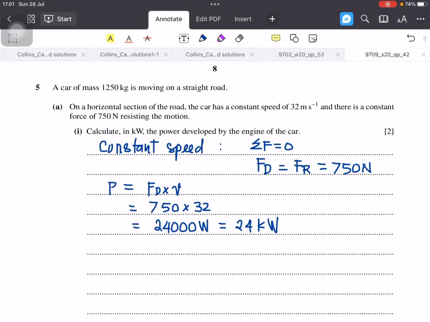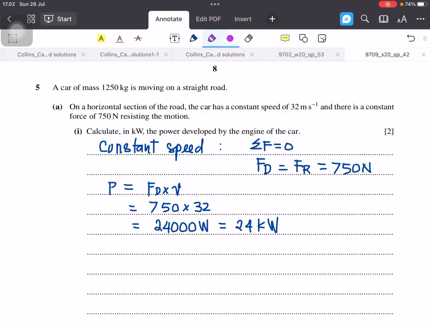Now we continue to question number 5. A car of mass 1250 kg is moving on a straight road. A. On the horizontal section of the road, the car has a constant speed of 32 meter per second, and there is a constant force of 750 Newton resisting the motion. I. Calculate in kilowatt the power developed by the engine of the car.